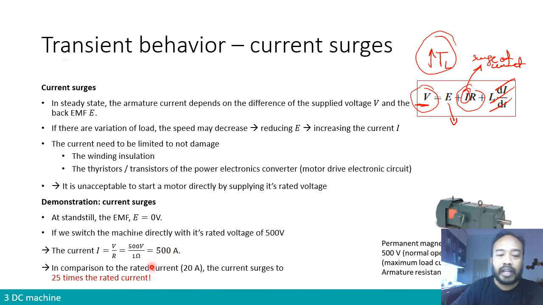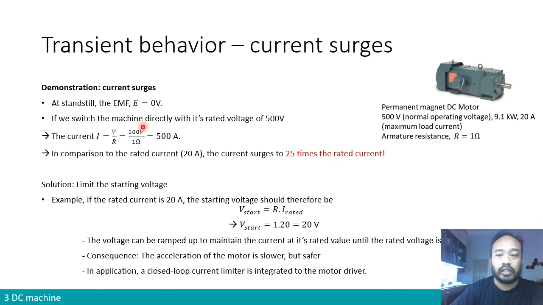That 500 amps, in comparison to the rated current of the machine, which was 20 amps, is a current surge that is 25 times bigger than the rated current. This is not acceptable. It's too much for the winding insulation, and especially too much for the power electronic or motor driver circuit.